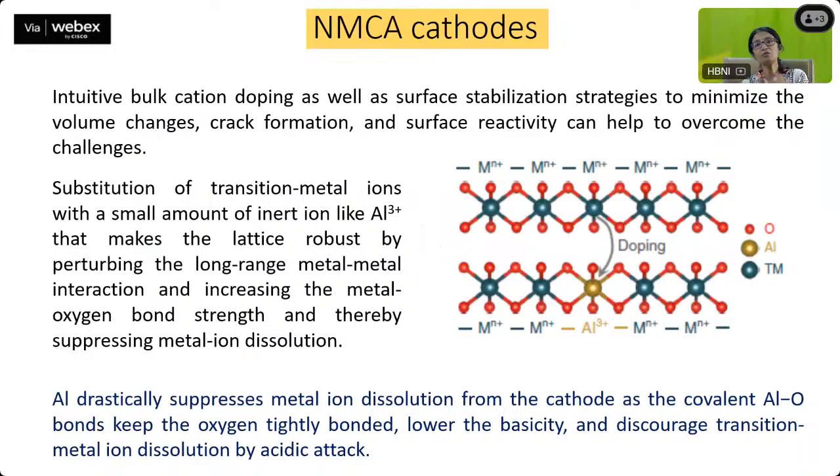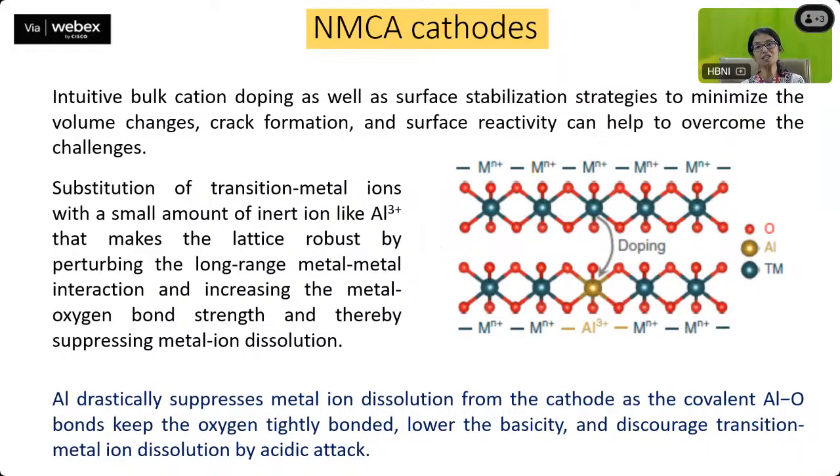So then how can you work on this system, how can you prevent this? One is by intuitive bulk cation doping, and you can also stabilize the surface using various strategies to minimize the volume changes, crack formation and surface reactivity, which will help you overcome all these challenges in the cathode surface. So what you can do is substitute the transition metal ions with a small amount of inert ion like aluminium that makes the lattice robust by perturbing the long range metal-metal interaction. As I said, that cobalt-cobalt interaction which was there.